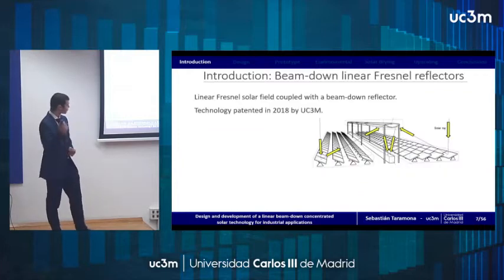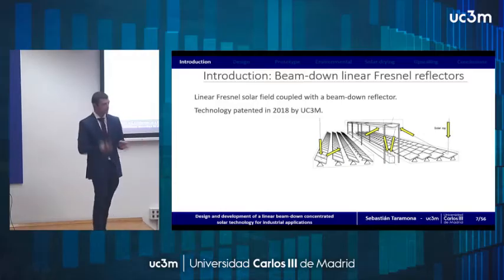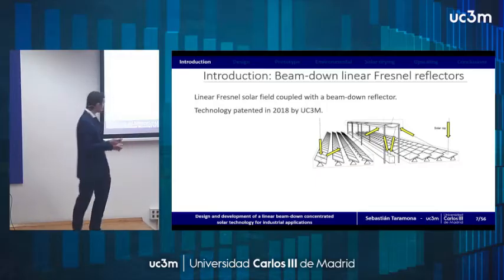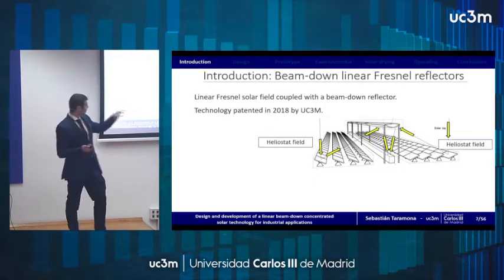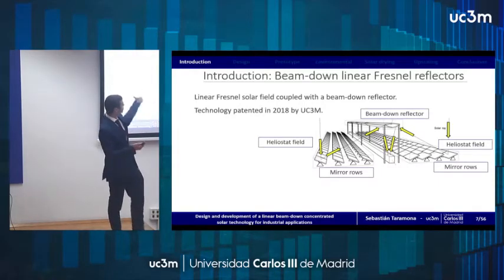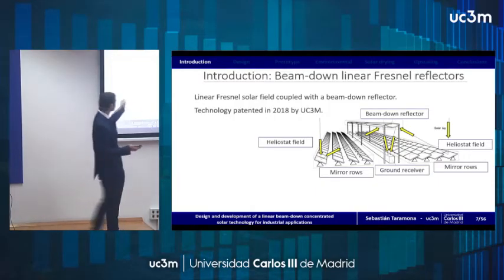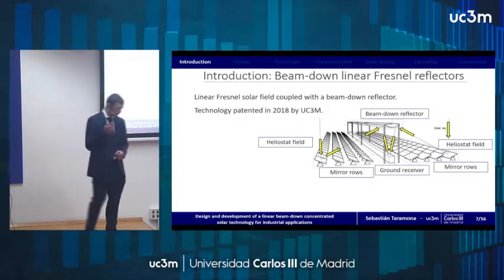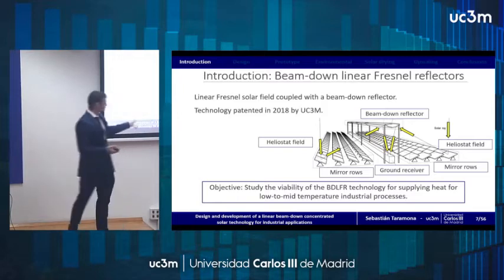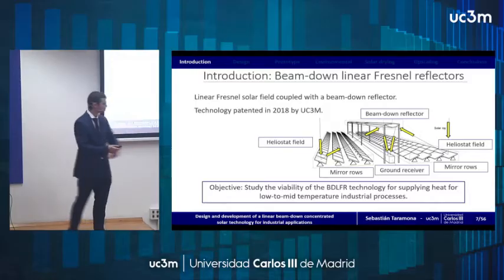So what we propose is to mix this linear Fresnel technology with the beam down approach and develop a linear beam down solar field. Here it consists of a heliostat field with several mirror rows that redirect the sun rays towards a beam down reflector, which on its own redirects them to a ground receiver. This technology was patented by the university in 2018, and the main objective of my PhD dissertation is to study the viability of this approach to supply heat for low to mid-temperature industrial processes.